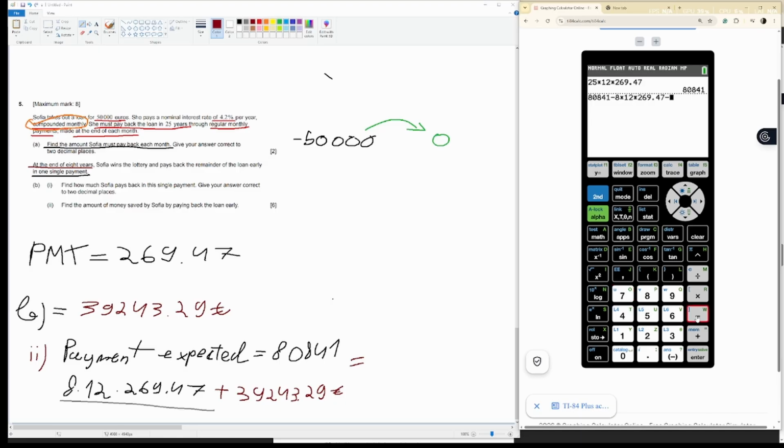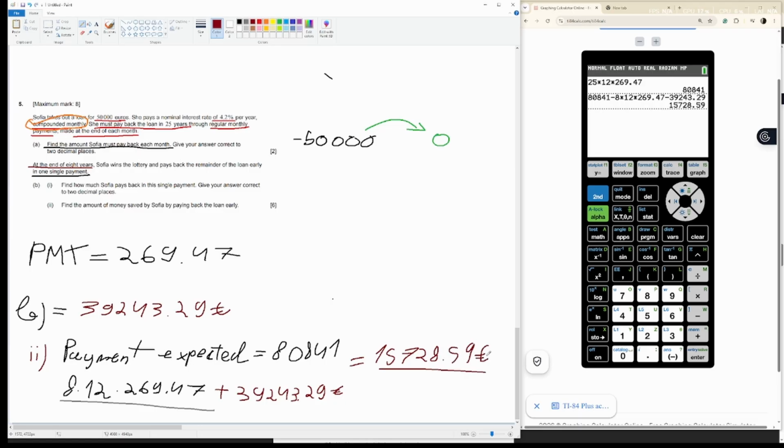And then we also have to subtract the other payment that she made after winning the lottery, and you get your answer to be around 15,259. That's how much she saved.